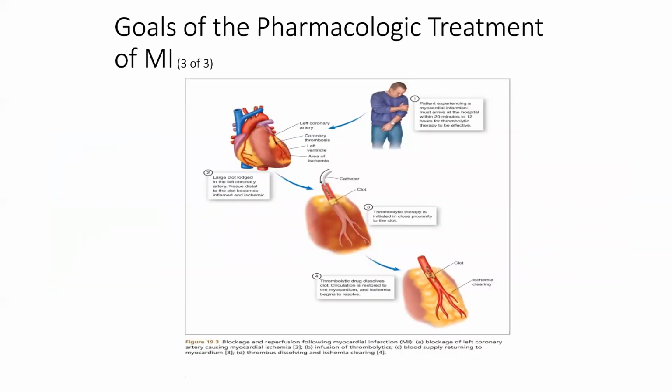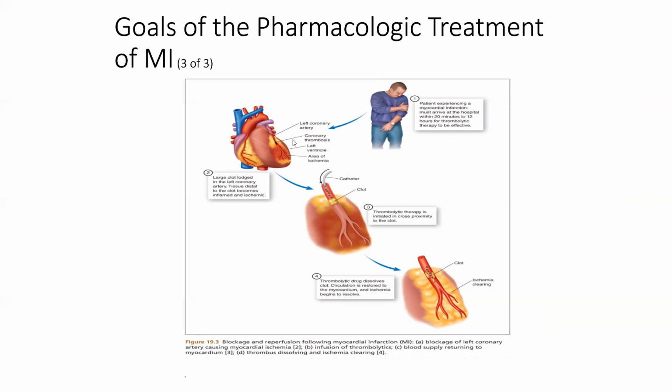Again, the blockage and the perfusion following myocardial infarction, if we see, the A part is telling you that the blockage of the left coronary artery causes myocardial ischemia. A patient is experiencing a myocardial infarction, pain is towards the left side, and must arrive at the hospital within 20 minutes to 12 hours for thrombolytic therapy to be effective.